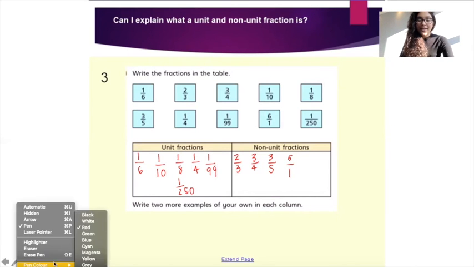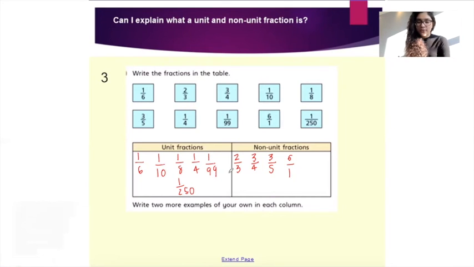Now I'm going to see what you write. If I had to write something, I would say for unit fraction, I would put 1 out of 3 and 1 out of 9. And then for my non-unit, I would put 4 out of 7, and I would put 5 out of 25. So those would be my 2 examples. What would your examples be?